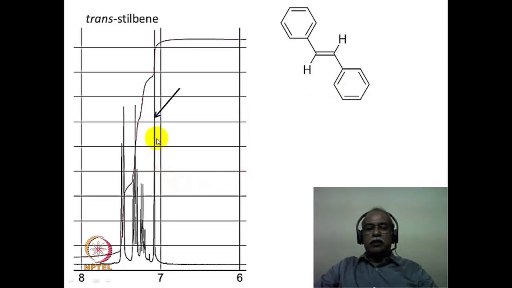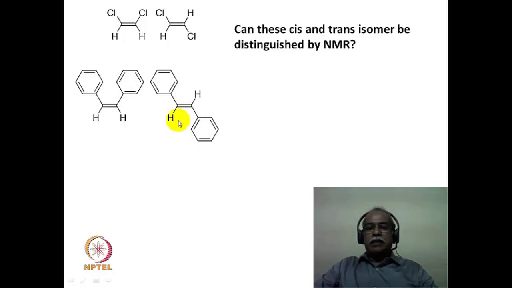The trans isomer also is a singlet. These two olefinic hydrogens appear as a singlet of 2 hydrogen intensity, and the phenyl groups appear as a fairly complex multiplet of 10 hydrogen intensity. So the point is that symmetrical structures do not offer you information regarding coupling because of the chemical equivalence and magnetic equivalence of this type of hydrogen.